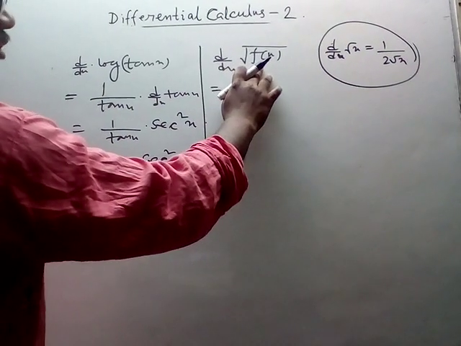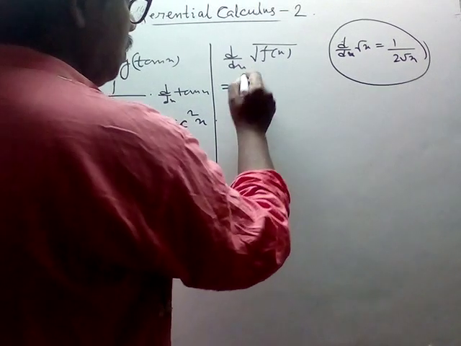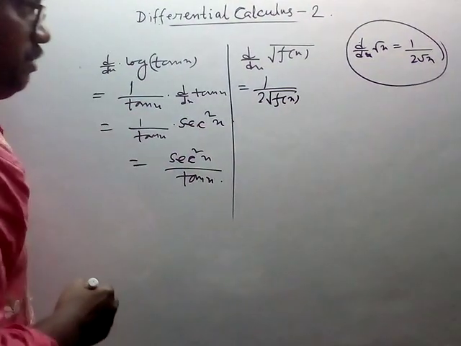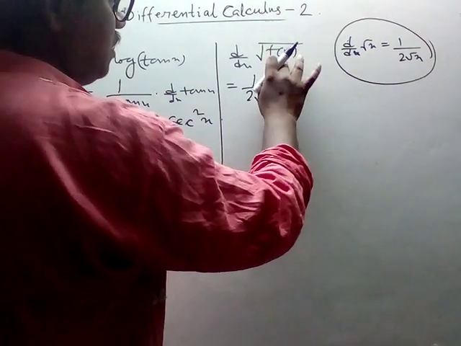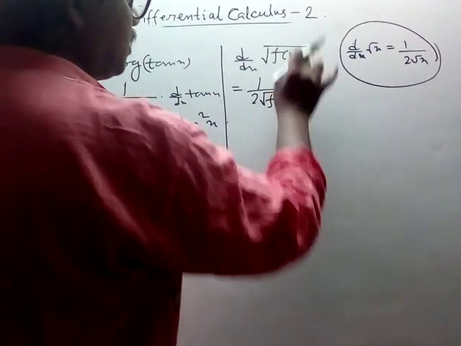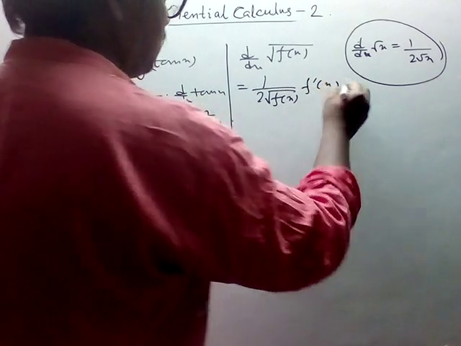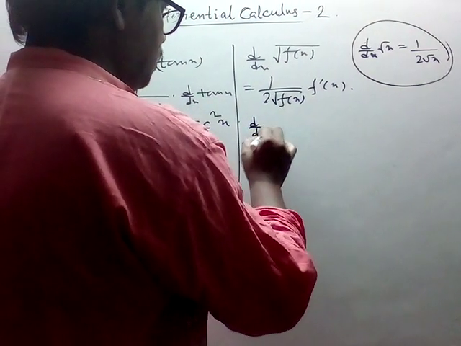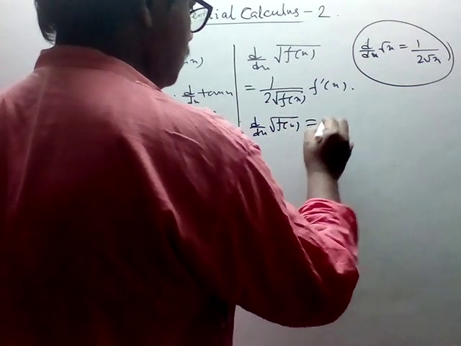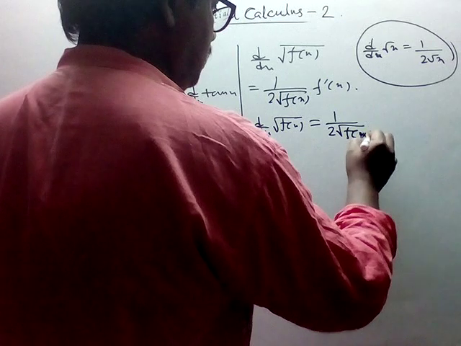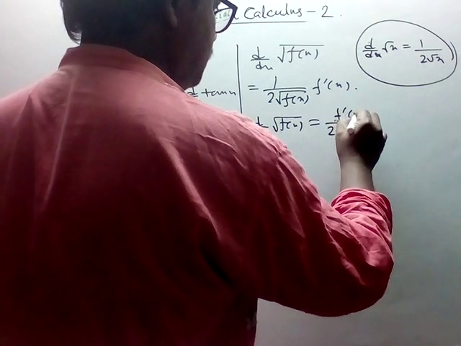Then for d/dx of root f(x), we have to apply the chain rule: 1 by 2 root f(x), considering root f(x) as a single function of x. Then you consider the derivative of f(x), f dash x. So remember, d/dx of root f(x) equals 1 by 2 root f(x) into f dash x.